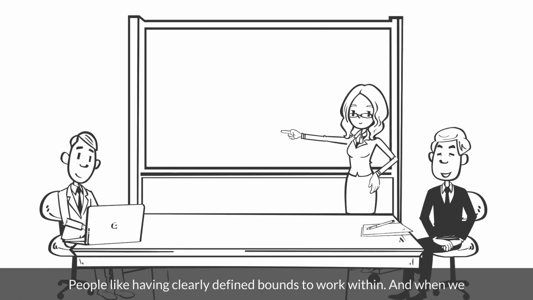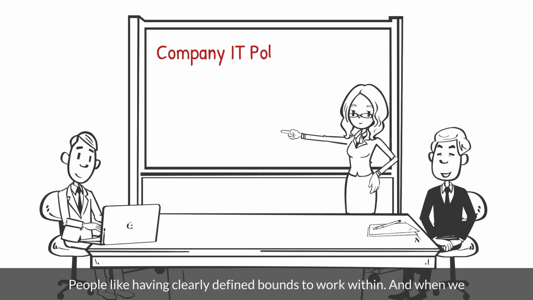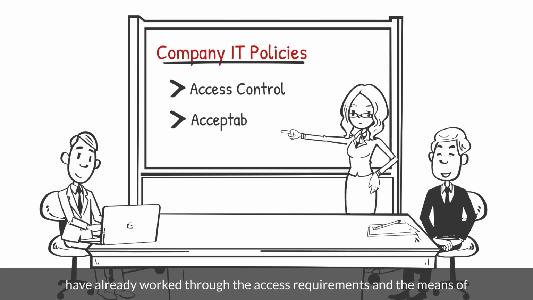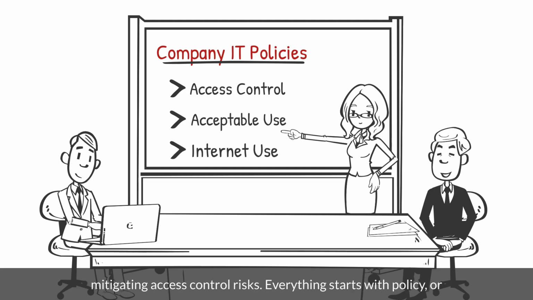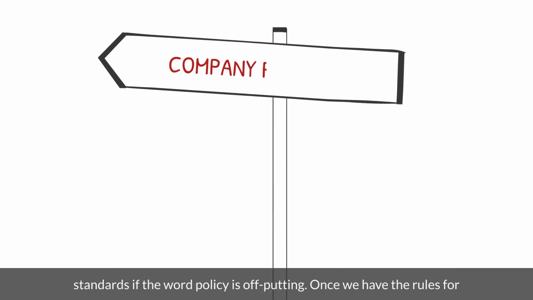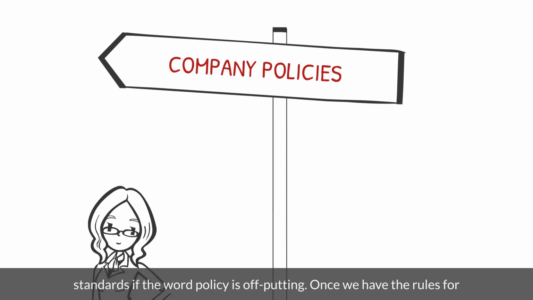People like having clearly defined bounds to work within. And when we have clearly defined policy, it actually acts as an enabler because we have already worked through the access requirements and the means of mitigating access control risks. Everything starts with policy, or standards if the word policy is off-putting.